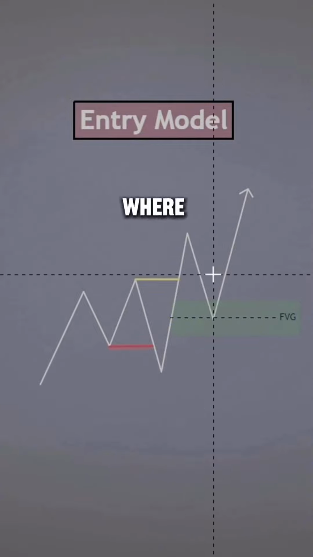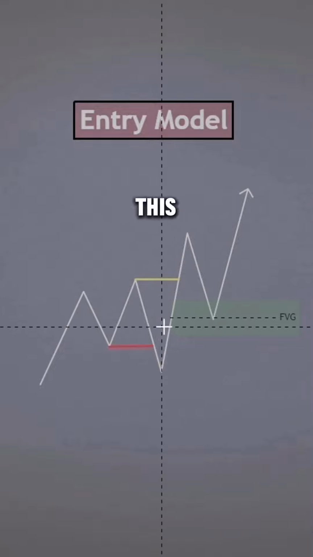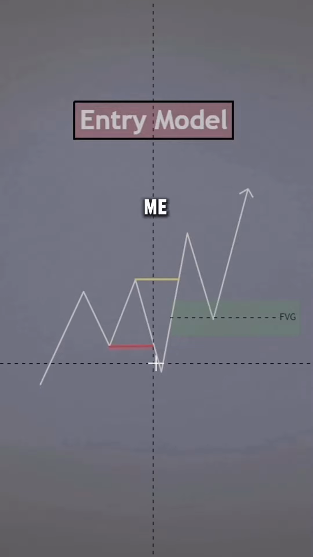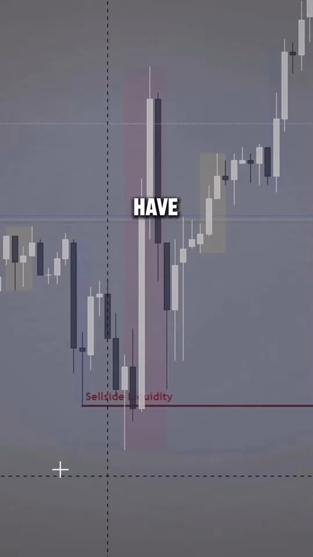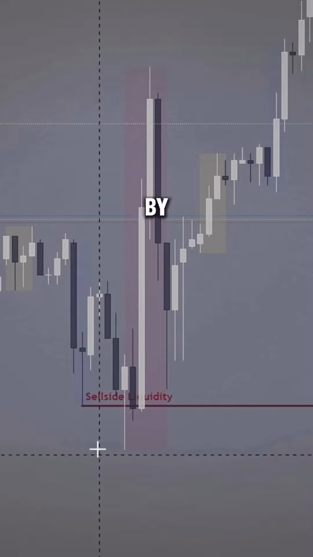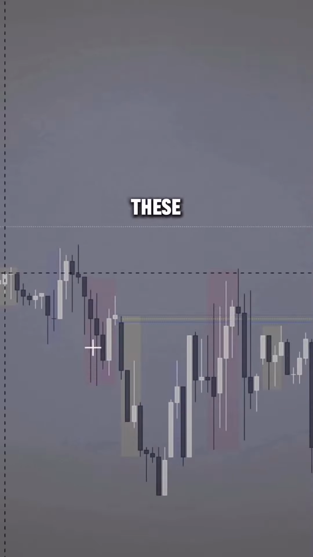The point in price where you will be entering is going to be either on this imbalance or the order block that we create. Me personally, I find that order blocks are more consistent, but in a perfect situation you would ideally have both. For example, we have that sell side liquidity raid followed by a shift in market structure closing above these previous highs.